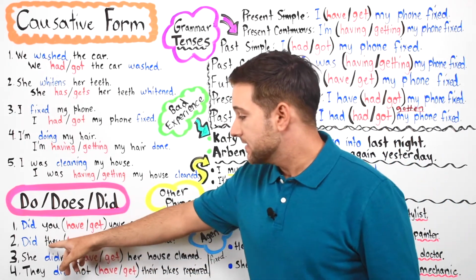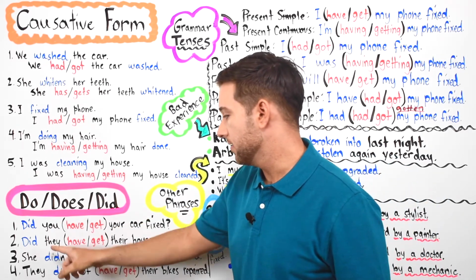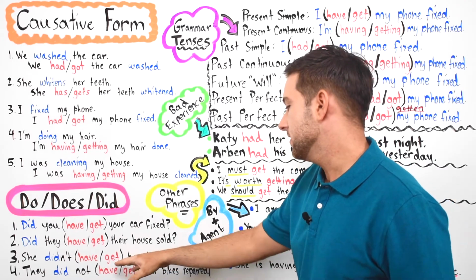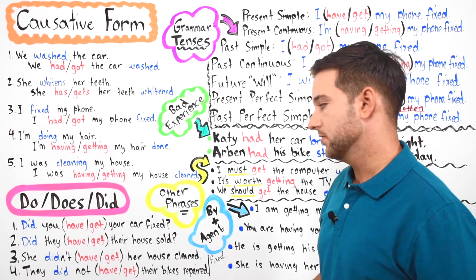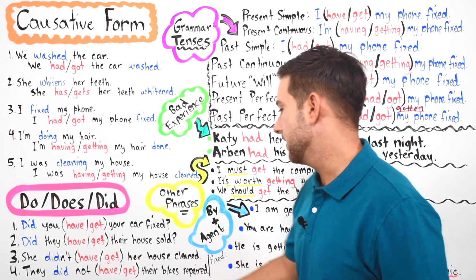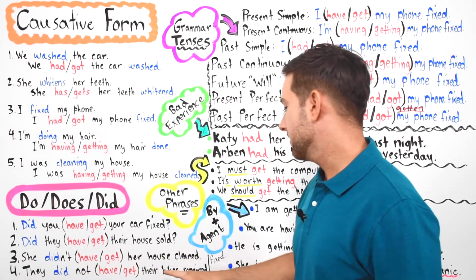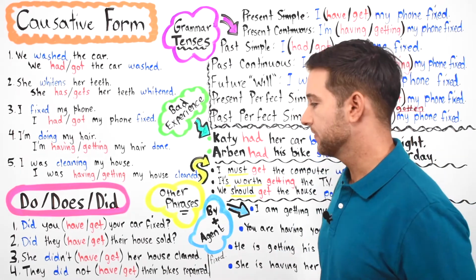Did they themselves sell their house? Not the real estate agent. They themselves. She didn't have her house cleaned. She didn't get her house clean. We can say she didn't clean her house. She didn't do it. They did not have their bikes repaired. They did not get their bikes repaired. You could say they did not repair their bikes, or they did not fix their bikes. So you could say however you want.